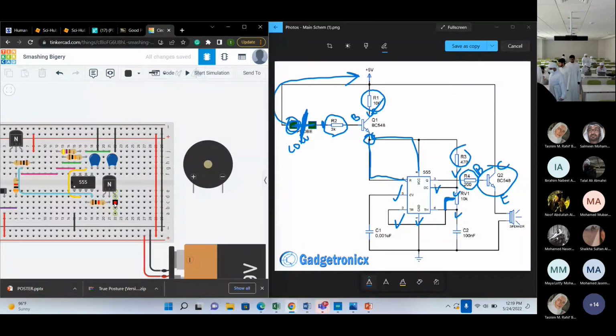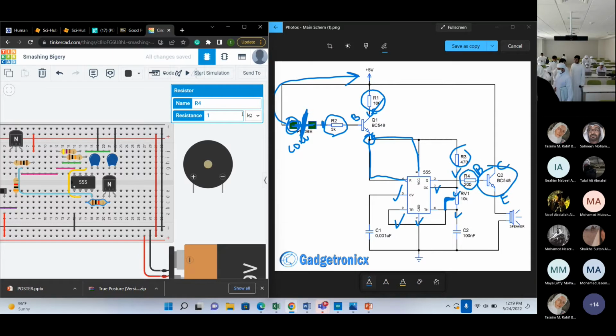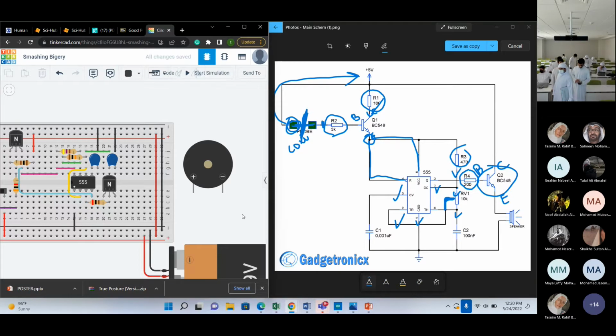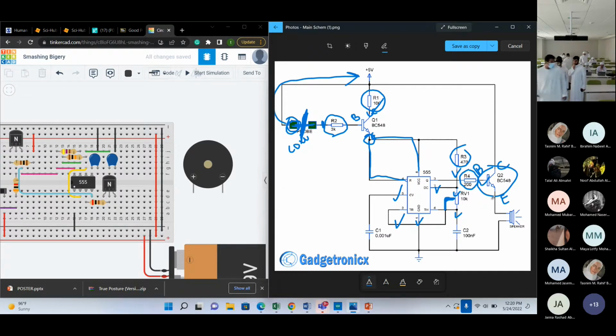Now let's change the name and the value of this resistor. This is actually R4, and the value of this resistor is 200 ohms, correct? So there you go. Now we're done with this. We're done with the base connection. The only thing left for me is the collector and the emitter connection, and this should be easy.